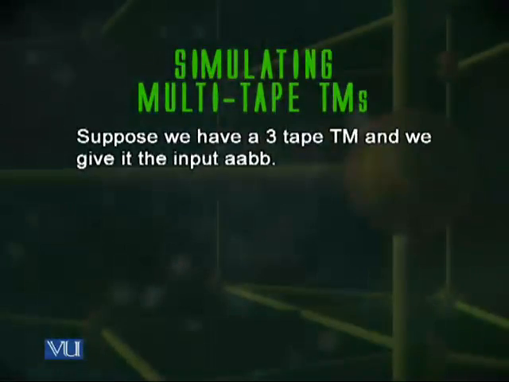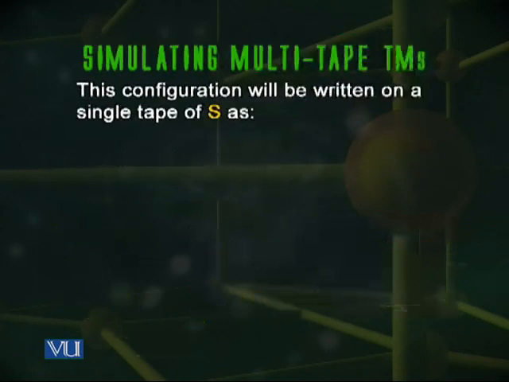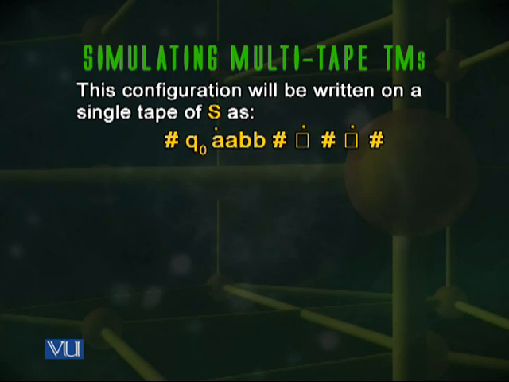Let us say that we have a 3-tape Turing machine M and we give it the input AABB. The initial configuration of the machine looks like this. This configuration will be written on a single tape of S as Q0 A-dot ABB followed by a hash sign, followed by a blank with a dot on top of it, followed by a hash sign, followed by a blank with a dot on it, followed by a hash sign. As you can see, here the dots are telling us which symbols are being scanned, and the hash signs are separating the various tapes of this Turing machine.